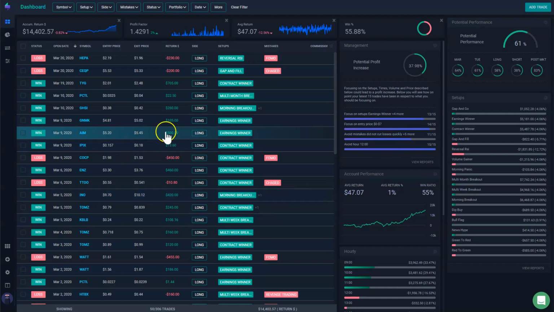For example, here I can see that for the setups, 13 out of 15 trades that I have placed have actually followed the rule of the setup. 14 out of 15 trades have actually followed the entry price that I set up as a rule. Okay, so these will help you keep an eye and ensure that you are following your rules. So this, in a nutshell, shows you the power of TraderSync and how it can help you improve your trading performance.